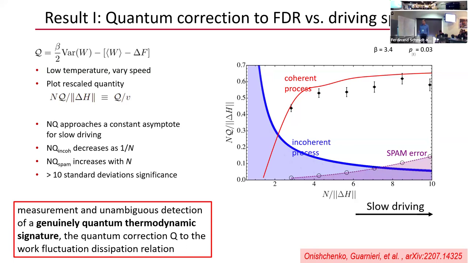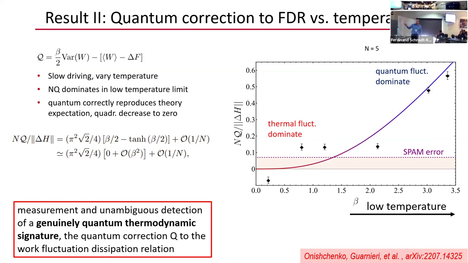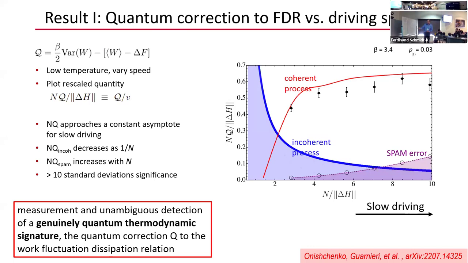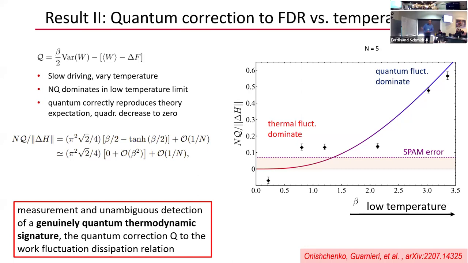Now we study the correction to the classical fluctuation versus temperature. Now we have n equals 5, we are in the slow driving regime. So n equals 5 is here, it is clearly already slow driving. So now we keep this n fixed and we vary the temperature. This is the temperature. Here we have a hot spin to start with. Here we have a cold spin to start with.